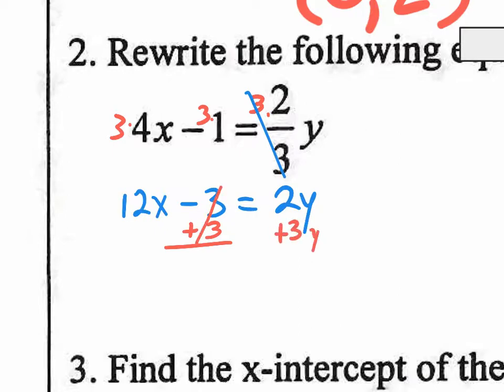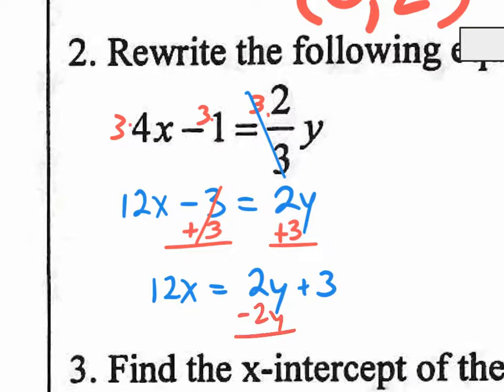Remember, you want to get the number on the right side. That's a c value. Okay, so let me rewrite this. So far we have 12x equals 2y plus 3. For my final step, to get it in ax plus by equals c, I need to move this y to the other side. So what would I do to get rid of that 2y? Subtract 2y. 2y take away 2y is 0y's.